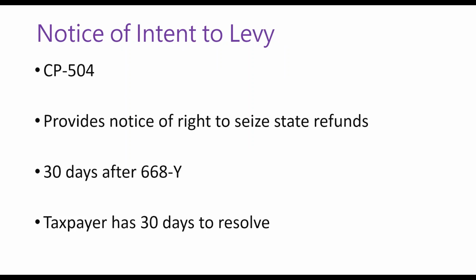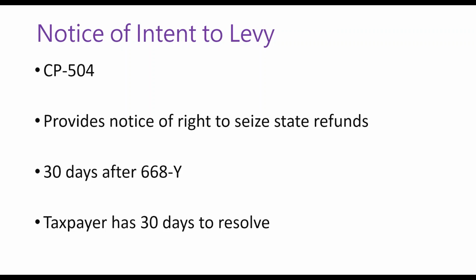30 days after the notice of federal tax lien, you'll get a CP 504. This is the notice that says this is the first notice of intent to levy, and it is the notice that the federal government can seize your state tax refund. Okay, state tax refunds are not subject to the further notice requirements of accounts receivable levies and bank levies, wage garnishments, etc. The CP 504 is the only notice of state refund seizure that the IRS is required to send.